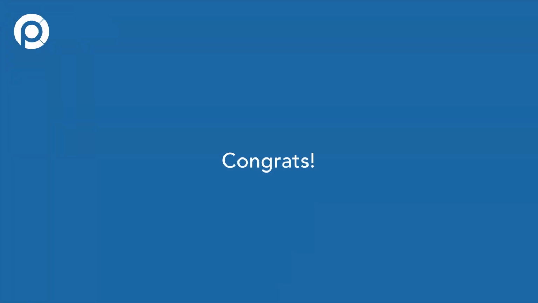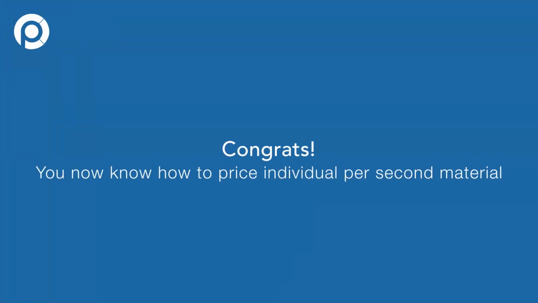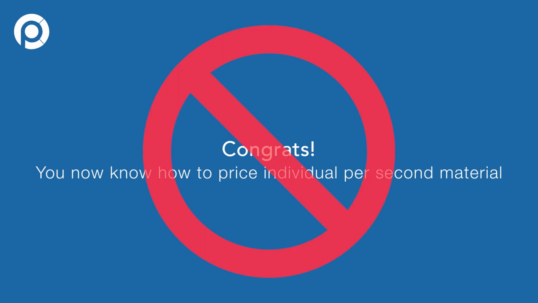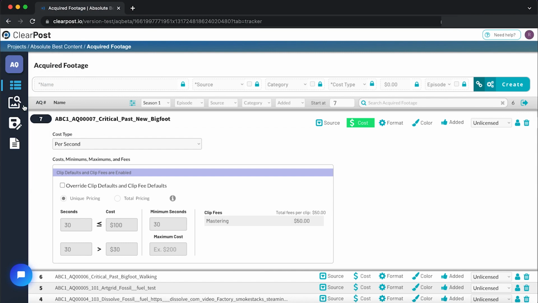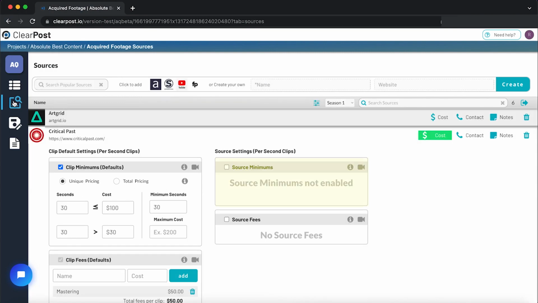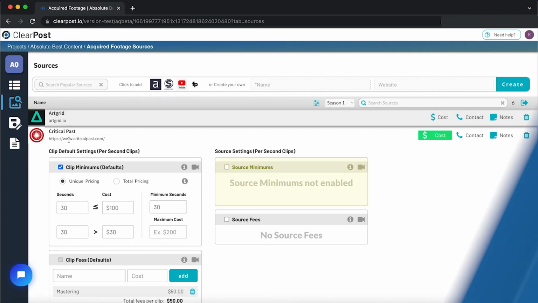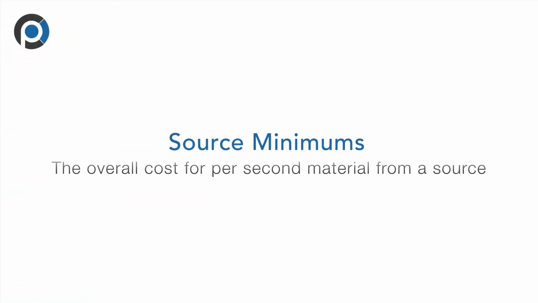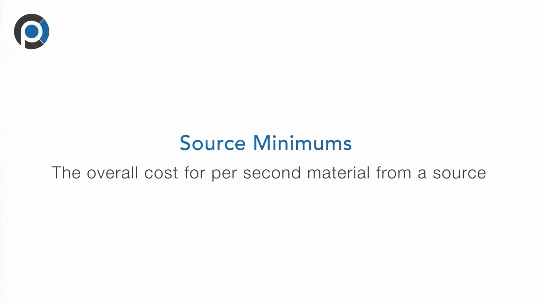And that's everything you need to know about using clip minimums and clip fees to control the default cost settings for an individual per second piece of acquired footage. Well, almost again. There's still one last thing I need to show you. But for now, let's move over to controlling the cost by the source with source minimums. Source minimums allow you to set the cost for sources that charge for overall seconds instead of individually. Let's walk through using it.